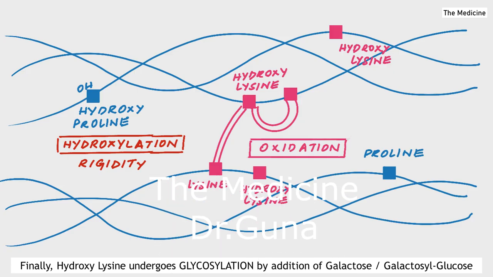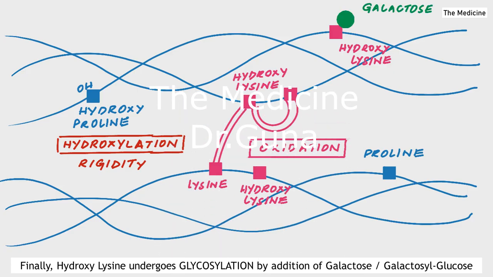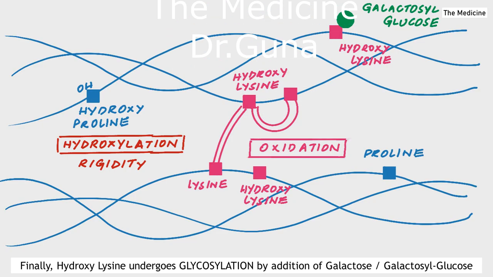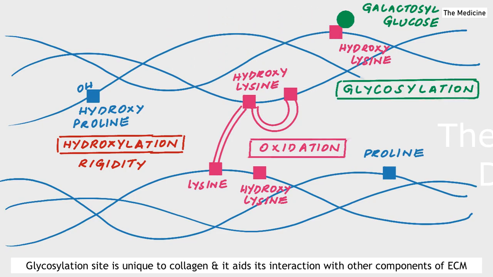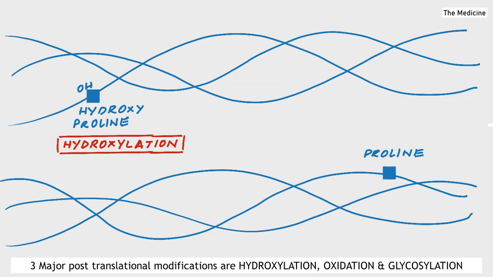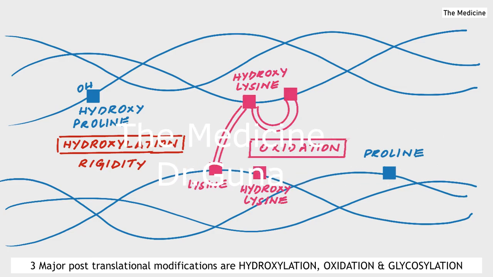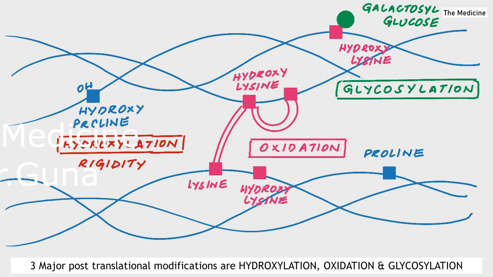Finally, hydroxylysine undergoes glycosylation by addition of galactose or galactosyl glucose. The glycosylation site is unique to collagen and it aids its interaction with other components of ECM. The three major post-translational modifications are hydroxylation, oxidation, and glycosylation.